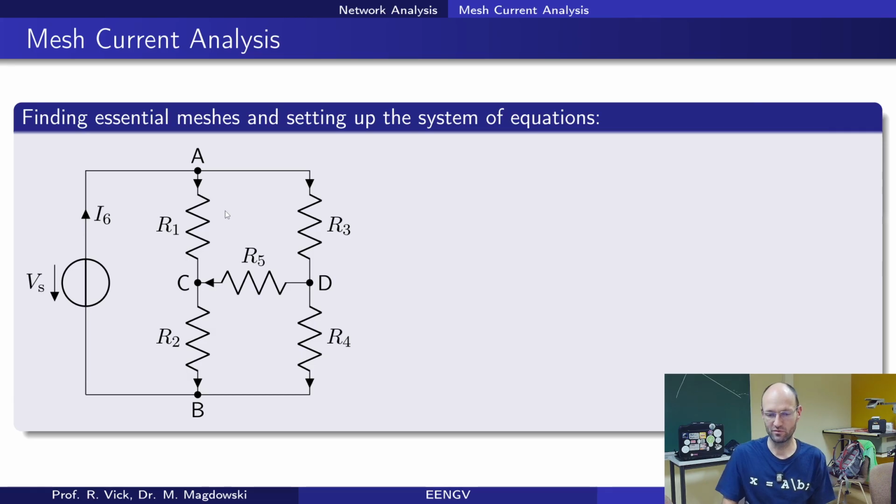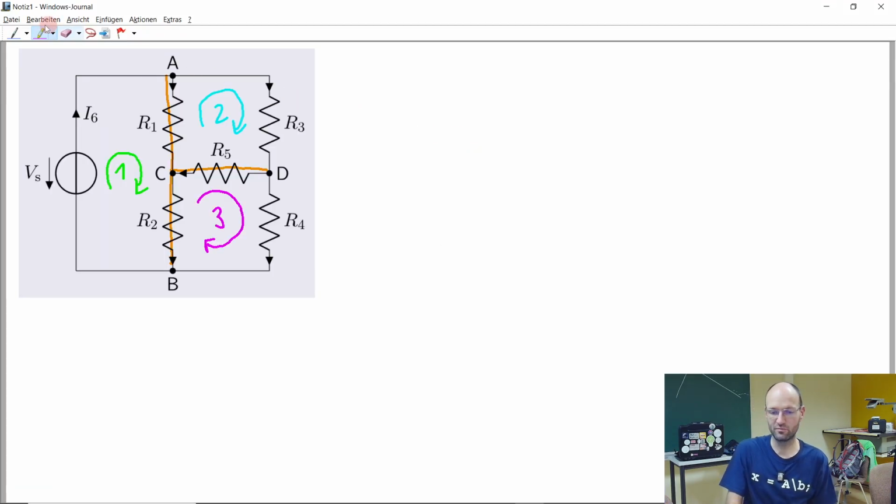Maybe shortly go back to the slides. So we have found our essential meshes, and now we need to set up the system of equations. For the system of equations, we start, as mentioned, with Kirchhoff's voltage laws. I will use the colors here in front, but not for writing all the equations because it's so thick. So we need to have 3 Kirchhoff's voltage laws for these 3 essential meshes.